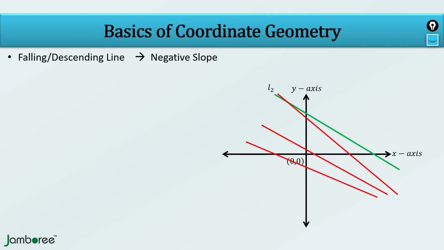Another way to determine it is a falling line is by taking any 2 points on the line. Now when I move from left to right, that is from A to B, my x coordinate increases again, just like the previous example. But in this case, when I move from A to B, although my x coordinate increases, my y coordinate decreases. Hence, if there is a decrease in the value of the y coordinate with an increase in the value of the x coordinate, my line is a falling or descending line, and it will always have a negative slope.